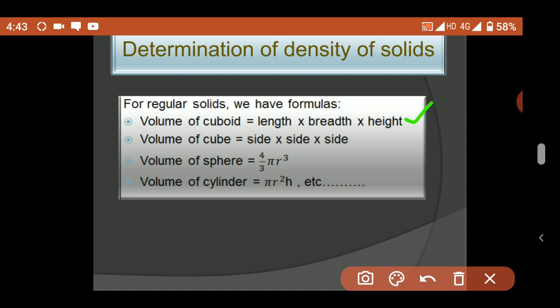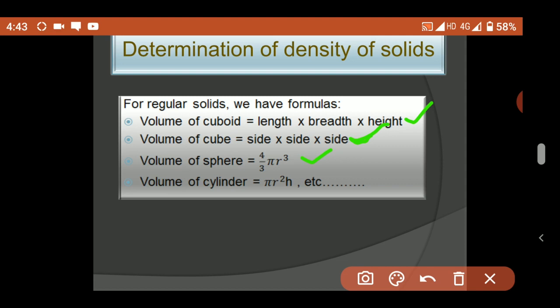If you can see here, I have a list of volumes of different solids. Volume of a cuboid is given as length into breadth into height. Volume of a cube is given as side into side into side, because children, you must be knowing cube has all sides equal. So the length and the breadth and the height are equal.